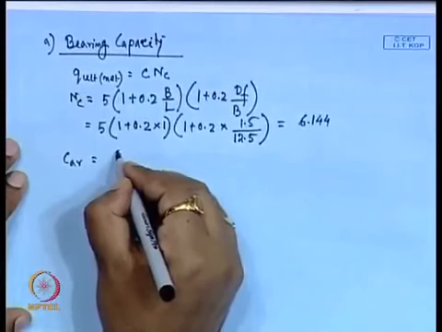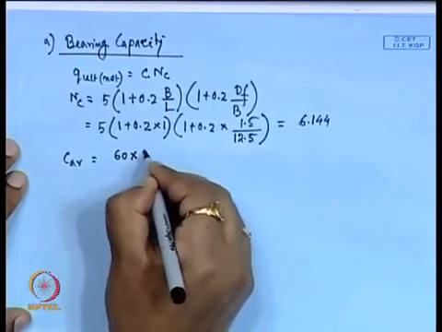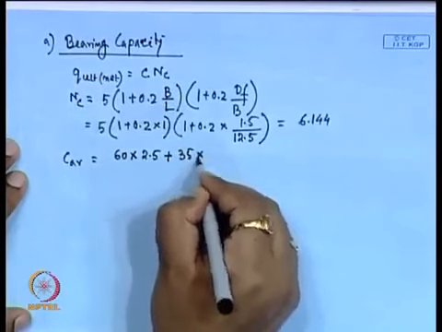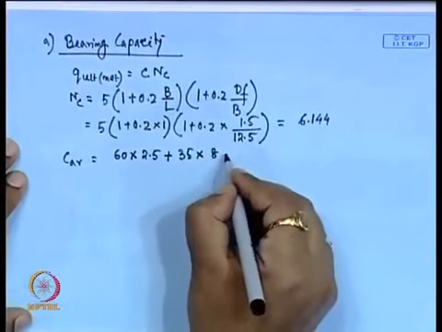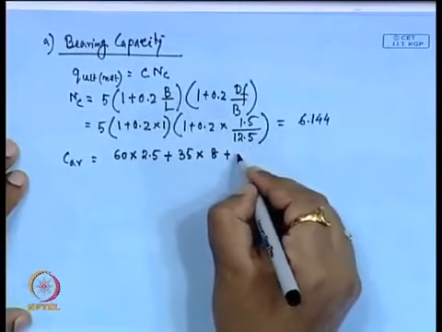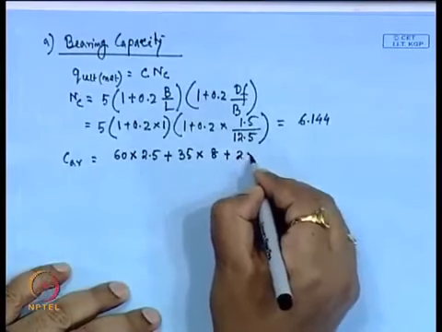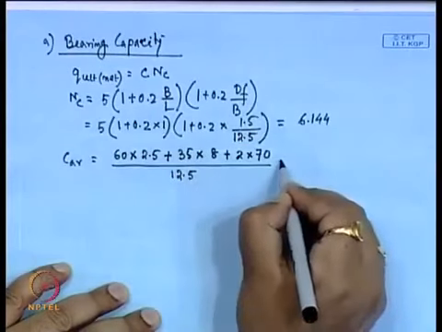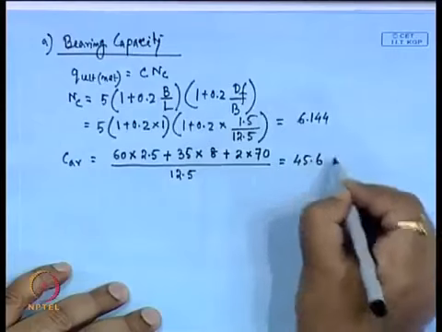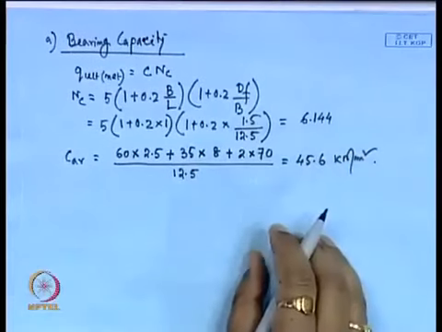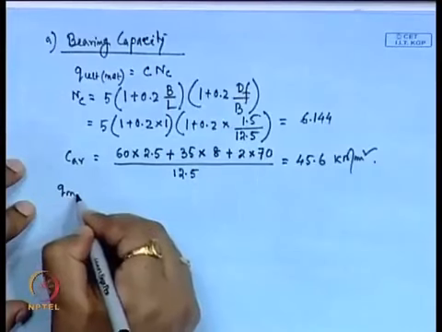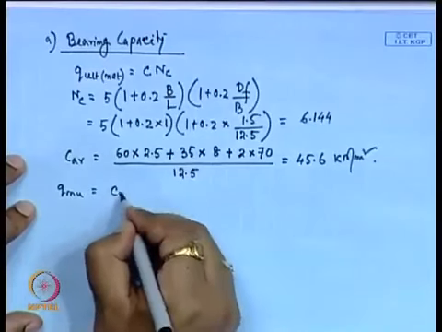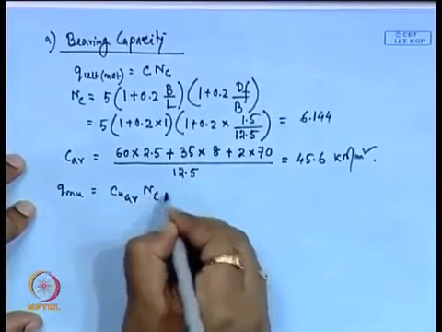So, first we will calculate the weighted average CU, that means the C average value for the influence zone. For the first layer CU is 60 and the influence zone is 2.5 meter. Then the second layer is 35 and the thickness of the layer is 8, and up to B for the third layer, we will consider 2 meter into 70, and total it is 12.5. So, that is coming 45.6 kilonewton per meter square. So, Q net ultimate is CU average into NC.